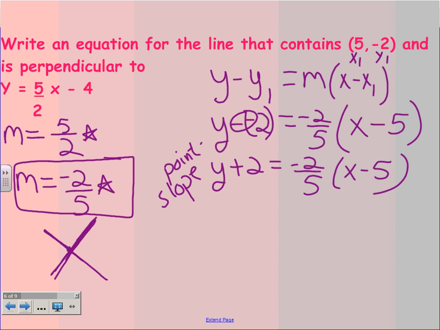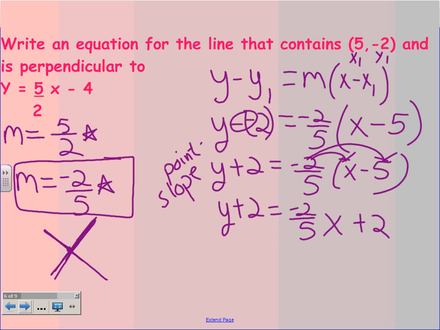From here, I want to get y by itself because our goal is to change it into slope-intercept to finalize our answer. To do that, I have to distribute the -2/5 to both terms. y plus 2 is equal to -2/5 x. -2/5 times -5 is going to give me a +2.